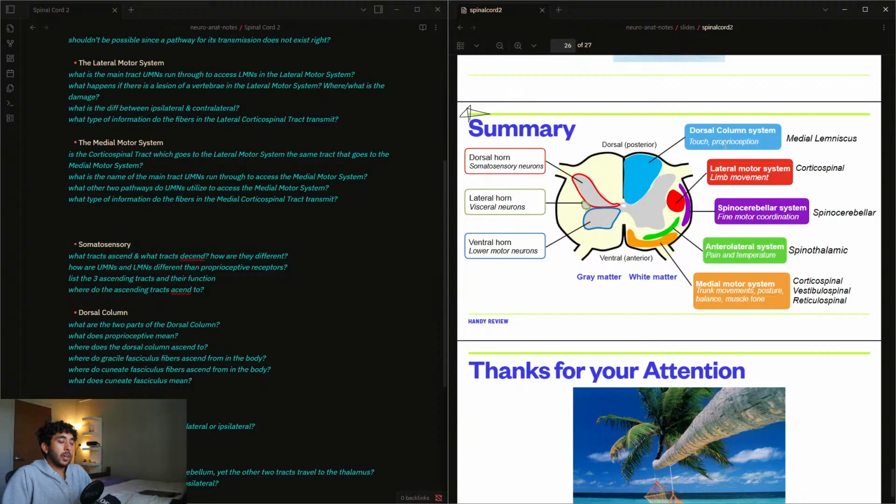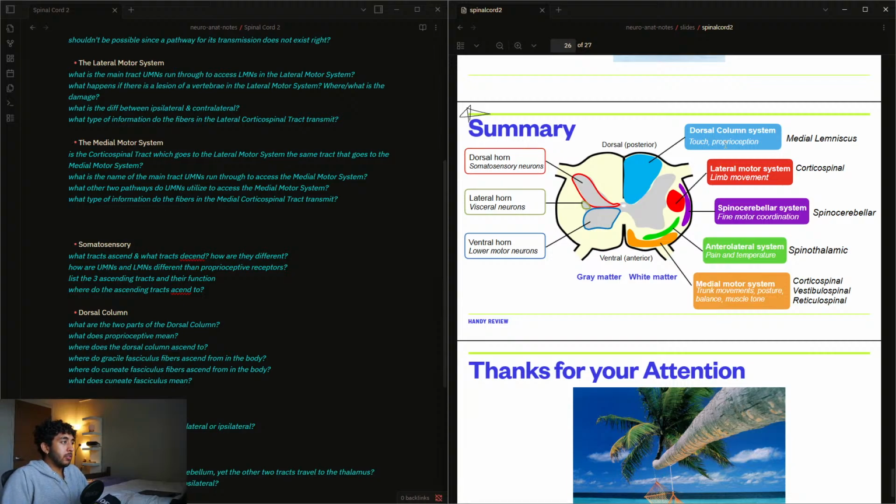The lateral motor system is corticospinal, the medial motor system is vestibulospinal, reticulospinal, corticospinal. Vestibulospinal is balance, reticulospinal is muscle tone. What is the difference between ipsilateral and contralateral? Ipsilateral is the same side, contralateral is the opposite side. If there's a lesion, their legs would not be able to be moved, at the level of the damage. So it's not just in legs. They would be unable to move their limbs past the point of damage.